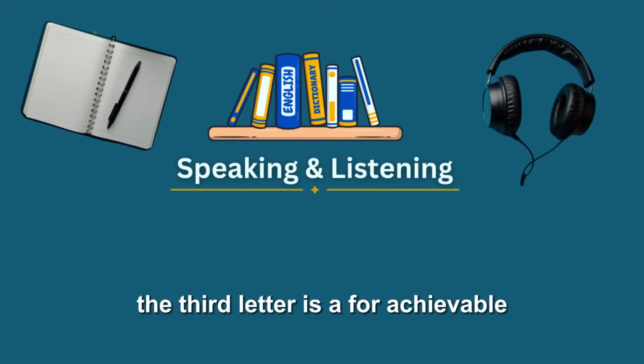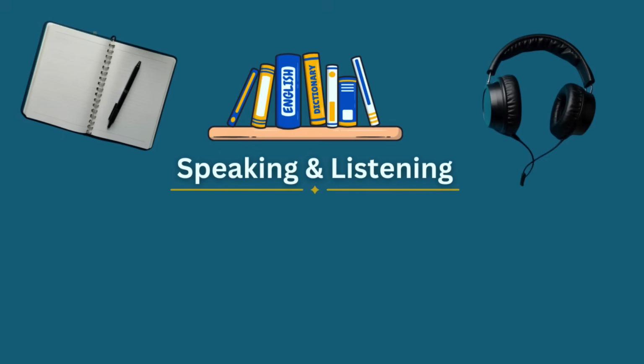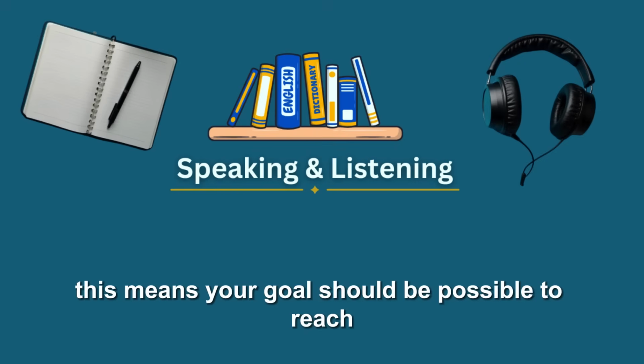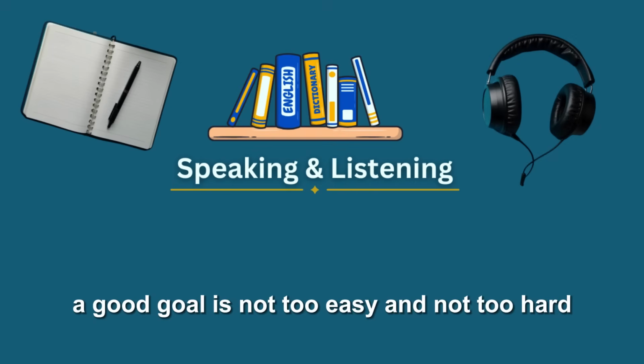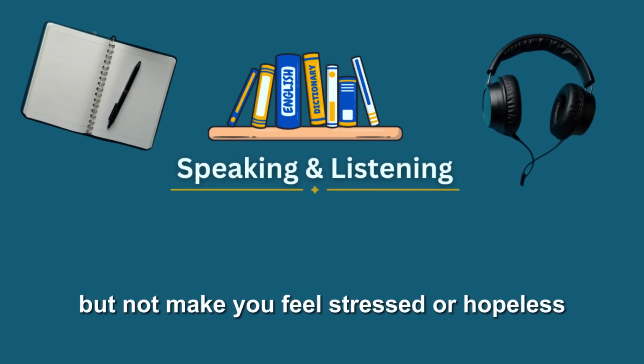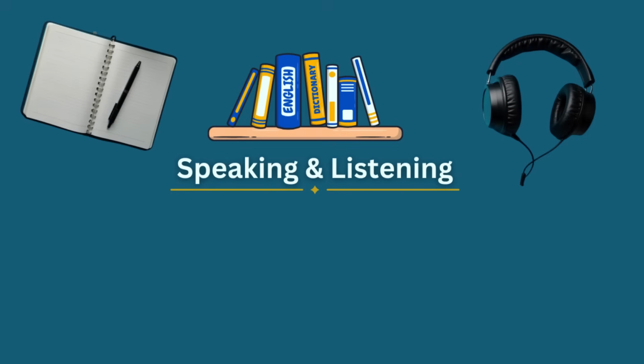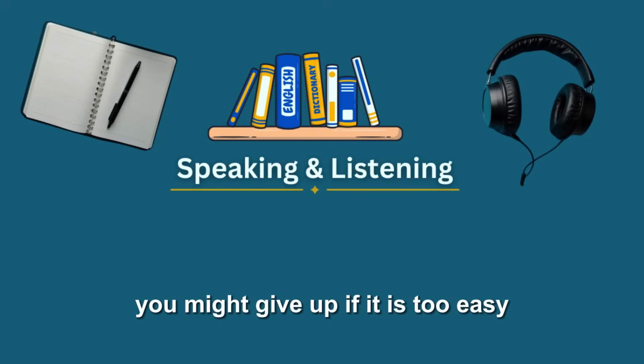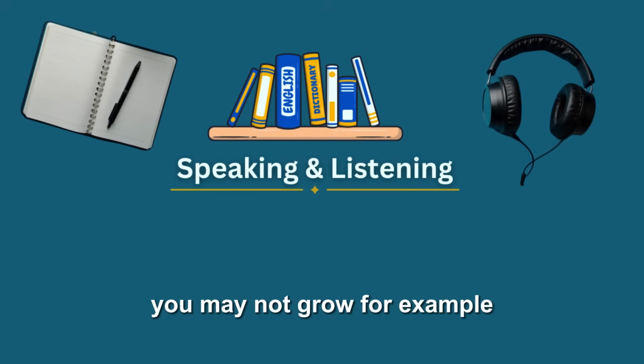The third letter is A for achievable. This means your goal should be possible to reach. A good goal is not too easy and not too hard. It should challenge you a little, but not make you feel stressed or hopeless. If your goal is too difficult, you might give up. If it is too easy, you may not grow.